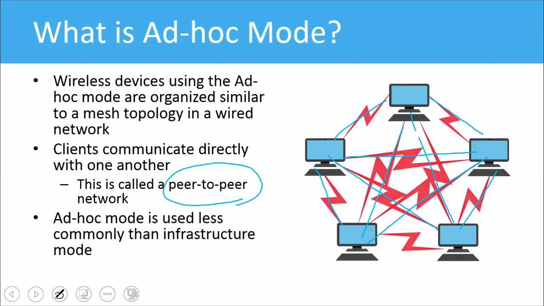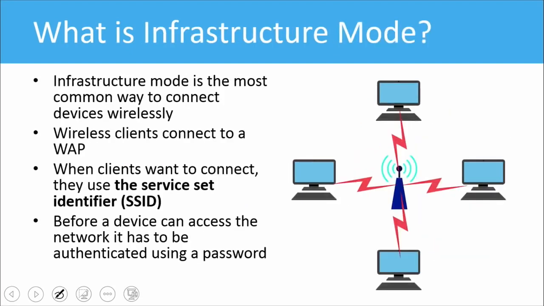And this is probably the one that you're using right now, even in your house. Could also use it at work or even at school. Infrastructure mode, most common way to connect wirelessly. What happens is, like we've been talking about this entire time, your device is going to connect to a wireless access point, which then is connected to a cable that trails off to a switch and off into a router.